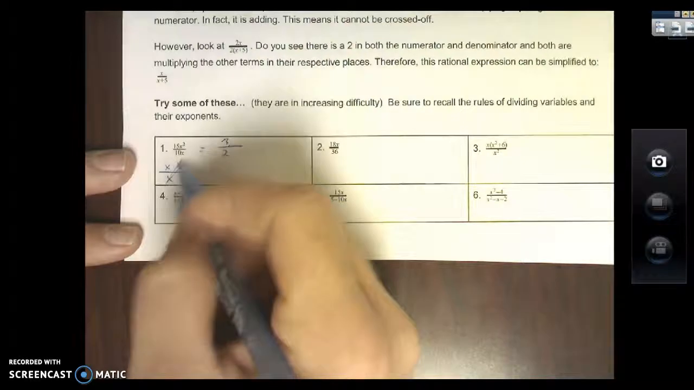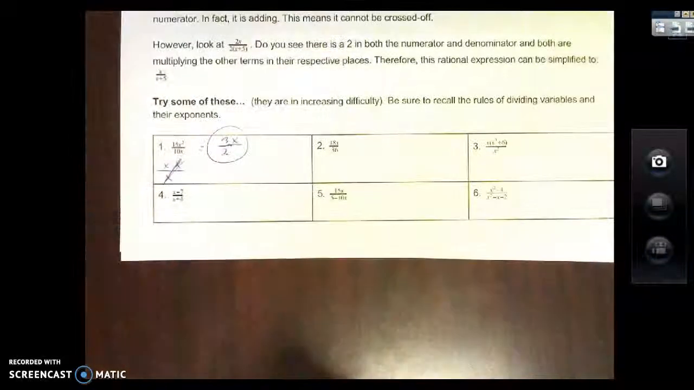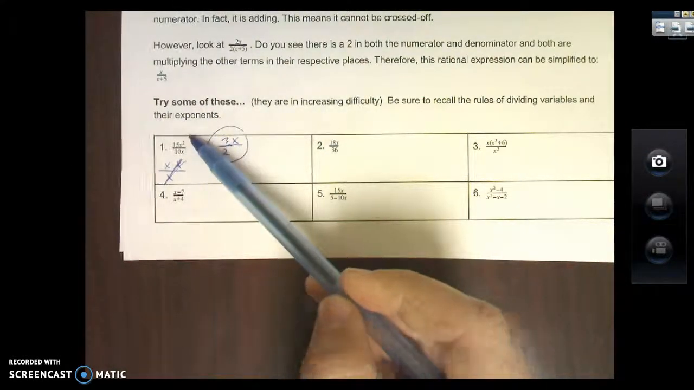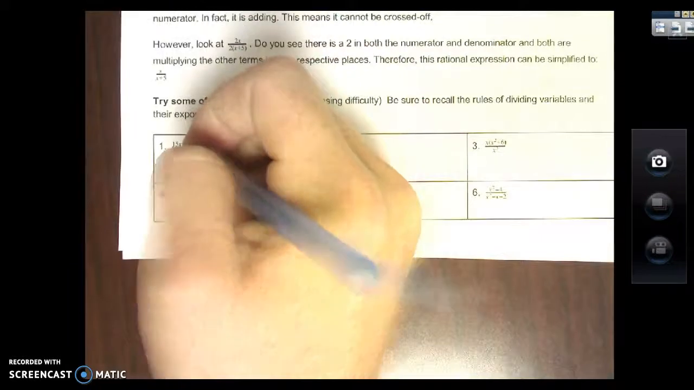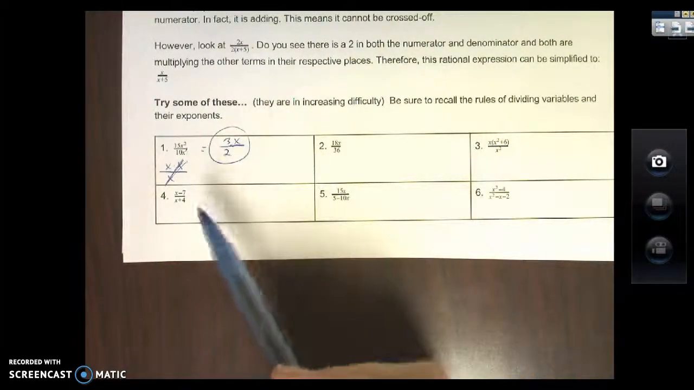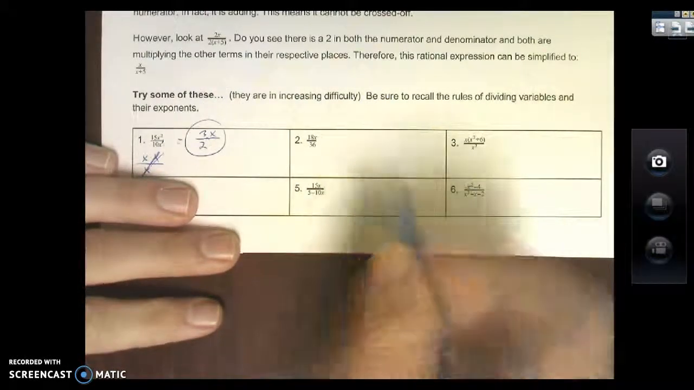Can you guys see that I can cancel one of these out, meaning that I have 1x left on top? There you go. Now, as far as your rule for that goes, you take your top exponent, which is 2, and you minus your bottom exponent, which is 1. What's 2 minus 1? 1. You're finished.